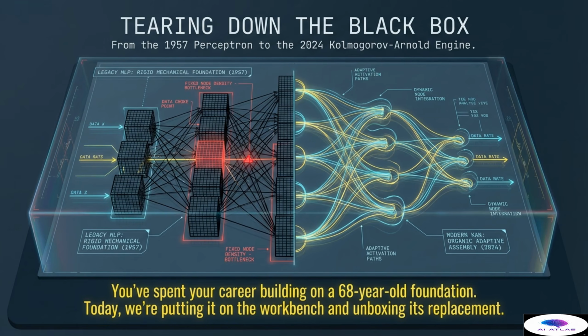Now, let's dive into the topic of tearing down the black box. In this page, we will cover the transition from the legacy 1957 perceptron architecture to the cutting-edge 2024 Kolmogorov Arnold engine. For nearly 7 decades, the foundation of artificial intelligence has remained remarkably static, relying on a rigid mechanical foundation that has served us well, but is beginning to show its age. Today, we are putting that 68-year-old foundation on the workbench and unboxing its potential replacement.